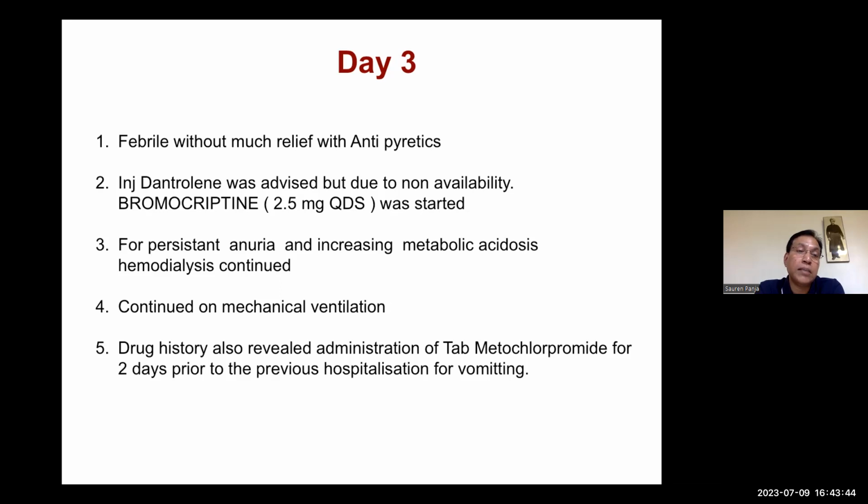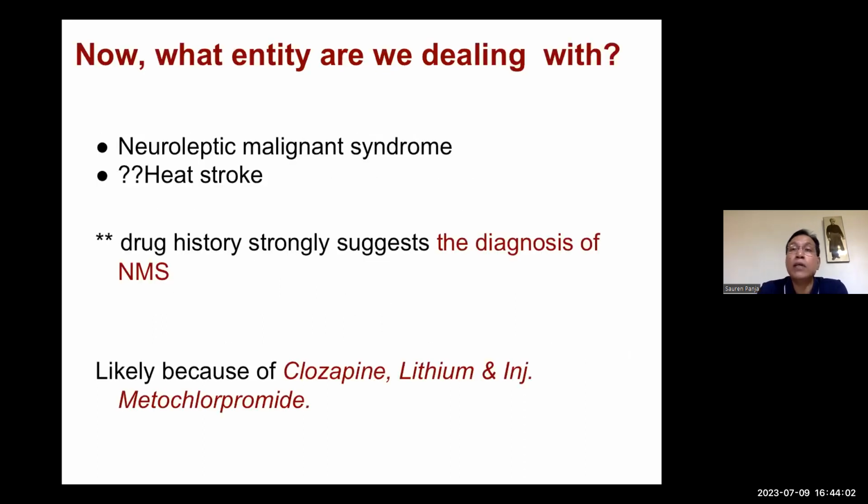and continued on ventilatory support. Drug history also revealed administration of metoclopramide for 2 days prior to the previous hospitalization for vomiting. So the patient had nausea and vomiting 2-3 days before the first admission, and he took the metoclopramide for the vomiting, which was prescribed by the local pharmacy. Local pharmacy means the shopkeeper.